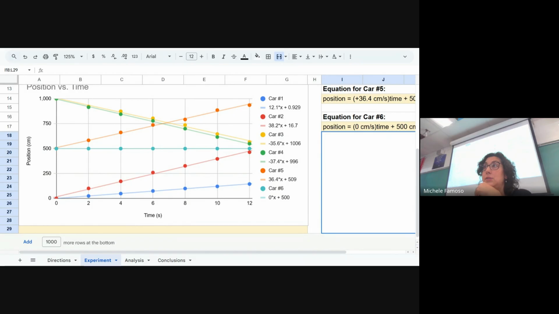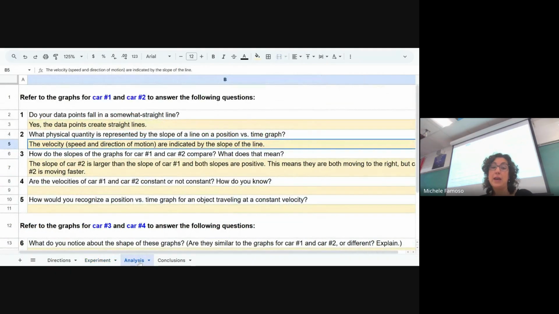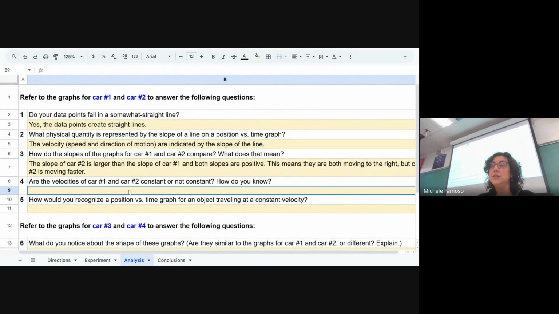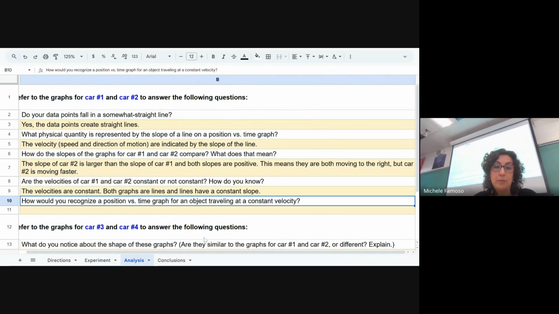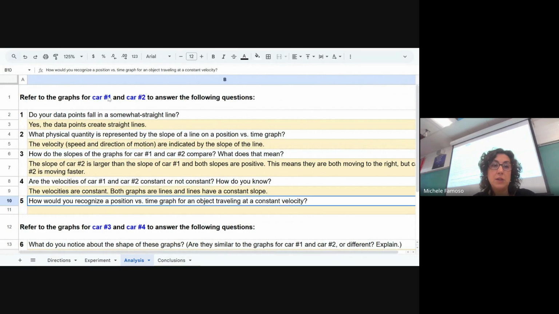Are the slopes the same? Yeah. Slope is the steepness. The slope here is the same as it is here and here and here. That's the neat feature about a line. They have constant slopes. So are the velocities constant? Yes. How do we know? Because they're lines, and lines have constant slope. So both graphs are lines, and lines have constant slope.